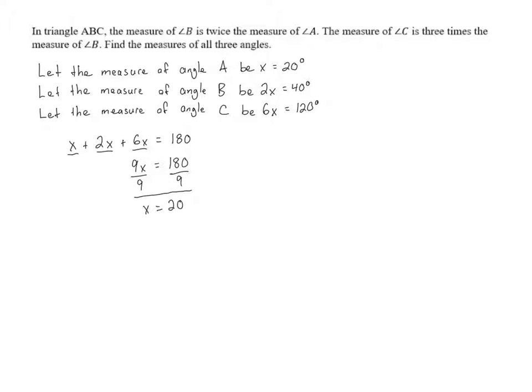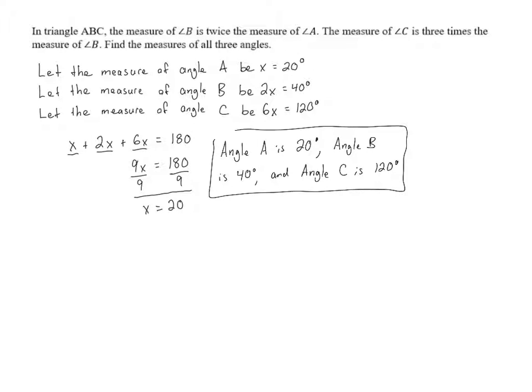We were told to find the measures of all 3 angles, so we can say angle A is 20 degrees, angle B is 40 degrees, and angle C is 120 degrees. And that is our final answer.